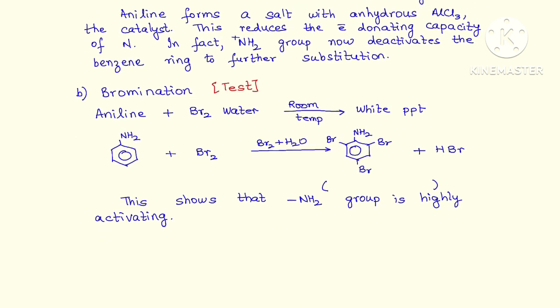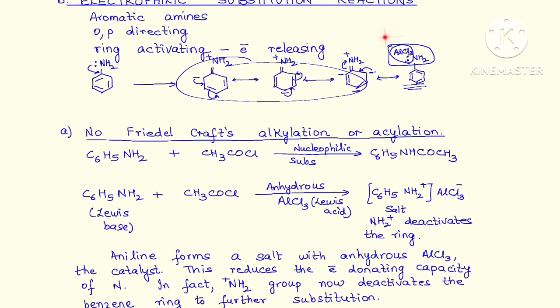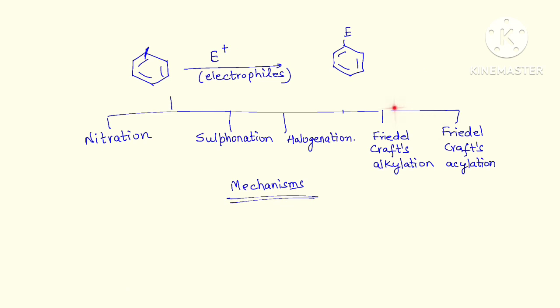And the same thing we have written over here. Aniline forms a salt with anhydrous AlCl3. This reduces the electron donating capacity of the nitrogen. So what is happening now is, it is actually hungry for electrons and it has become ring deactivating. It deactivates the ring towards substitution. So that is why no Friedel-Crafts alkylation or acylation reactions take place. See? Out of 5 electrophilic substitution reactions that we spoke about, you strike away 2 of them.